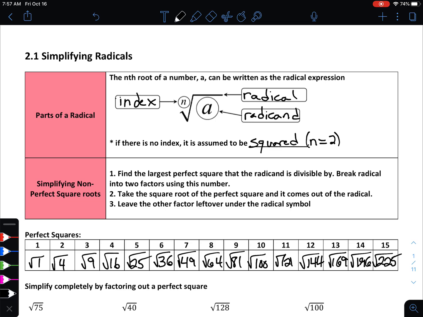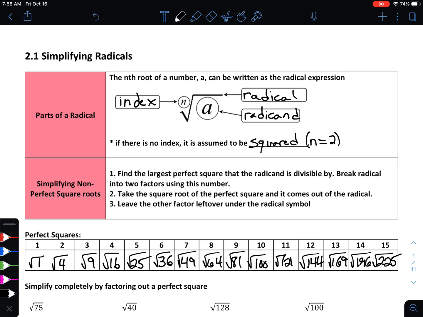Today in 2.1, we're going to be talking about what is called simplifying radicals. So let's first talk about the three main parts of a radical. When you talk about the nth root of a number, mainly a square root is what we'll be talking about. You're going to write it as the following expression. You've got your square root sign, you've got your index in front, and you've got your radicand underneath.